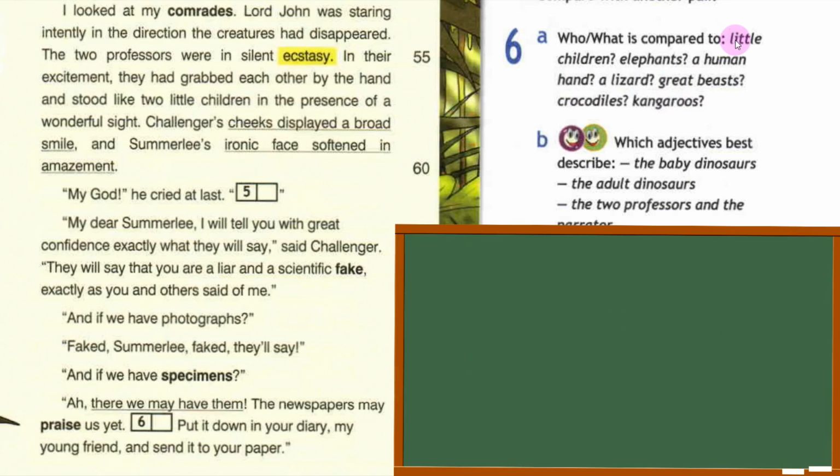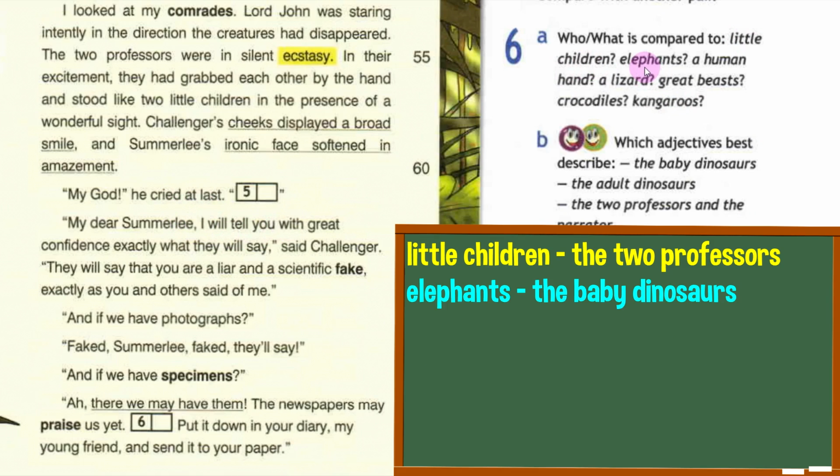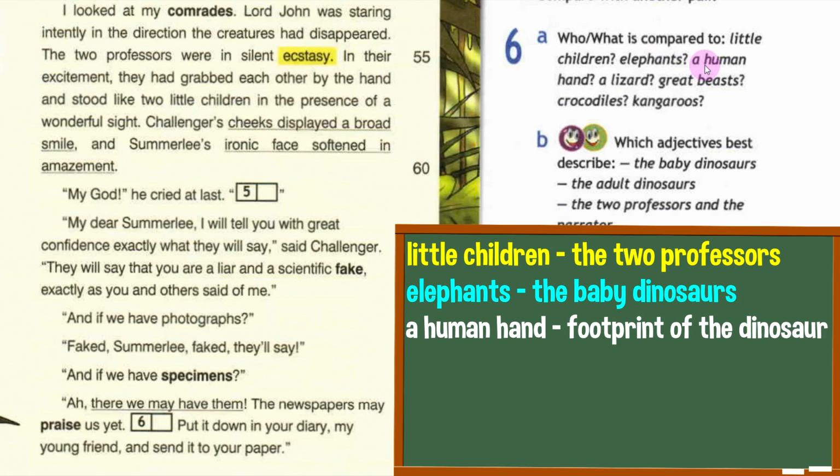And little children. The two professors. Помните, когда они в экстазе, как маленькие дети, наблюдали за динозаврами? Elephants. The baby dinosaurs. То есть маленькие динозавры были размером со слонов. A human hand. Footprint of the dinosaur. То есть отпечаток ноги динозавра был похож на человеческую руку. Точнее, на отпечаток человеческой руки.